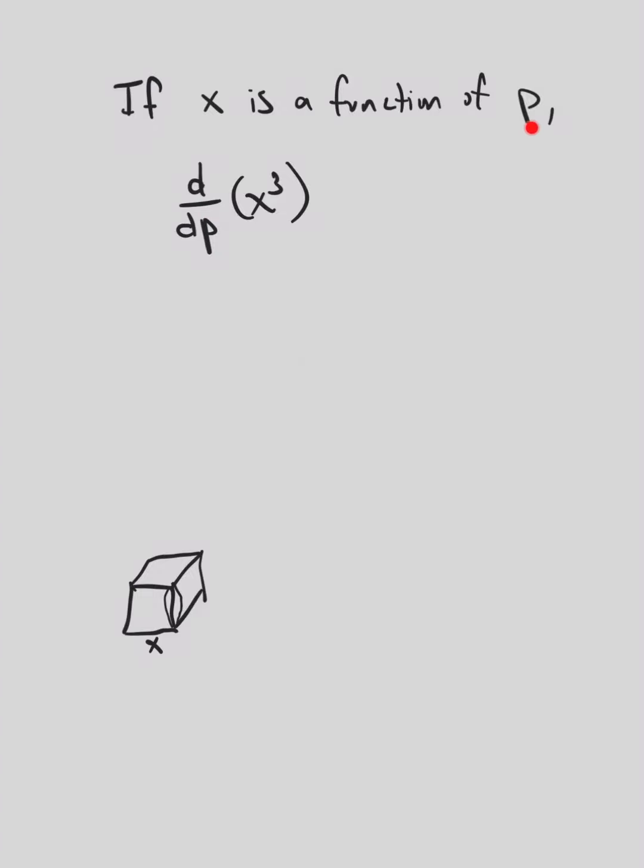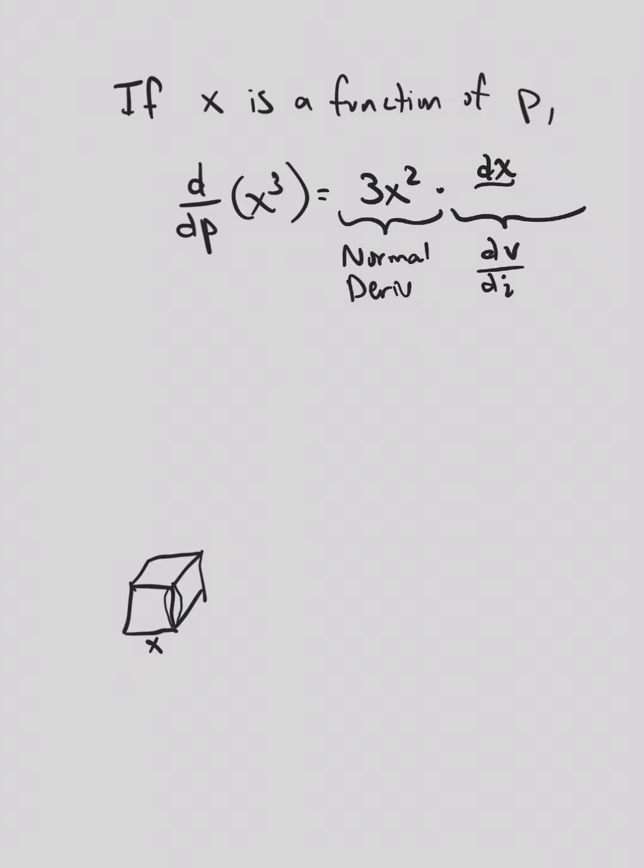But we're told that x is a function of p, so what do we do? Hopefully this is sinking in by now. And so you just do the normal derivative. What do you think of as the derivative of x to the third? 3x squared. But then you multiply by d of the dependent variable over d of the independent variable. So that would be dx over dp. And so this derivative would be 3x squared dx over dp. All right? So I hope that makes sense.